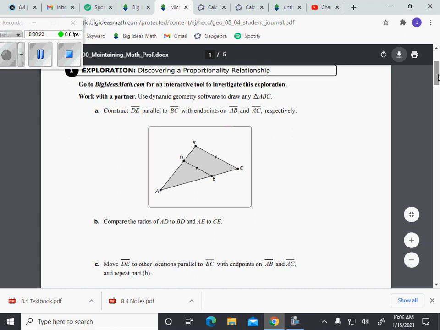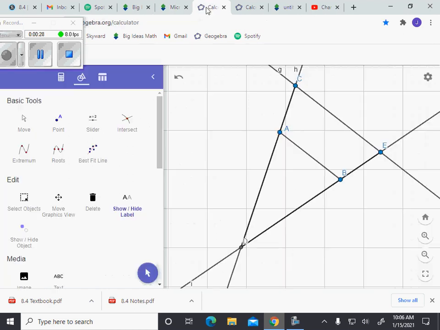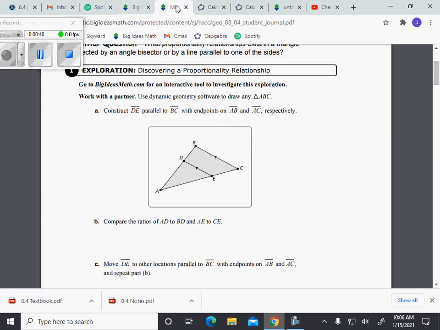And that one parallel side is kind of inside our triangle. So I went ahead and I did that right here. Kind of a mess, but we'll figure it out. So these two sides here, these are parallel. And it's asking us to compare the ratios of AD to BD.